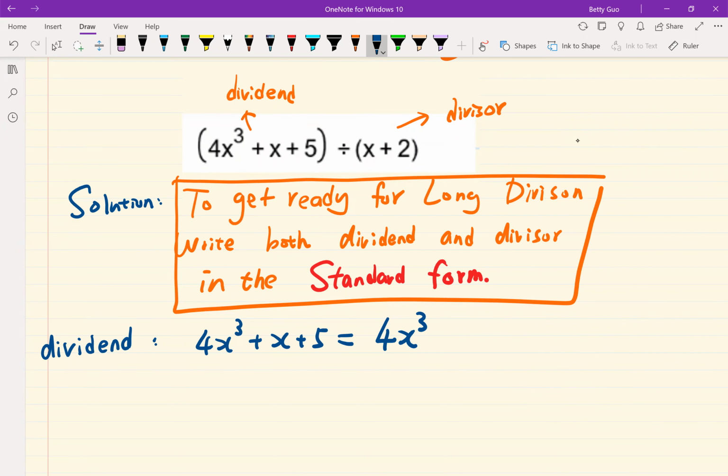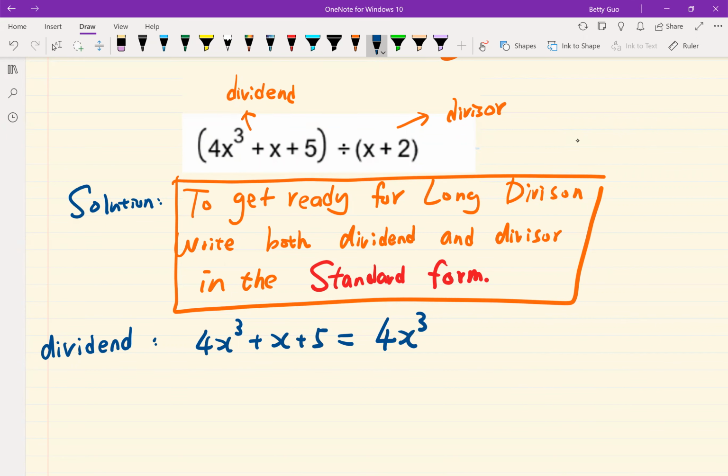Let's see the divisor. The divisor here is x plus 2. What's the degree of x plus 2? 1. 1 plus 1 is 2. Is x plus 2 already in the standard form? Yes, that is already in the standard form. Super important, I cannot emphasize more. Remember to write both dividend and divisor in the standard form before you actually start the long division process.